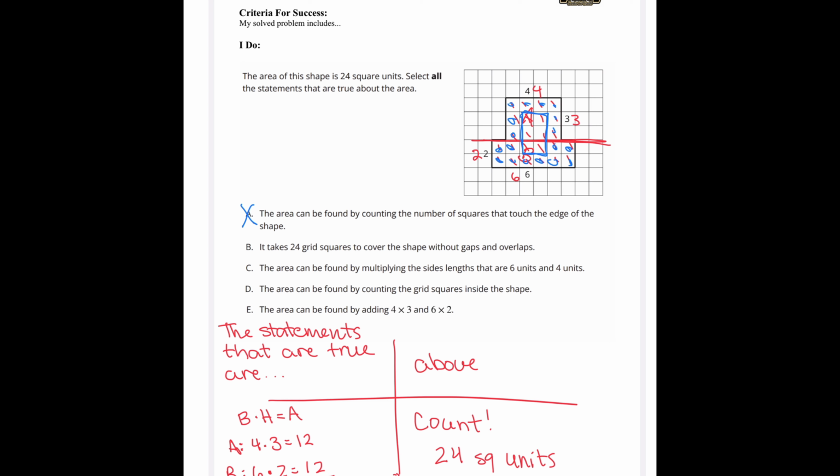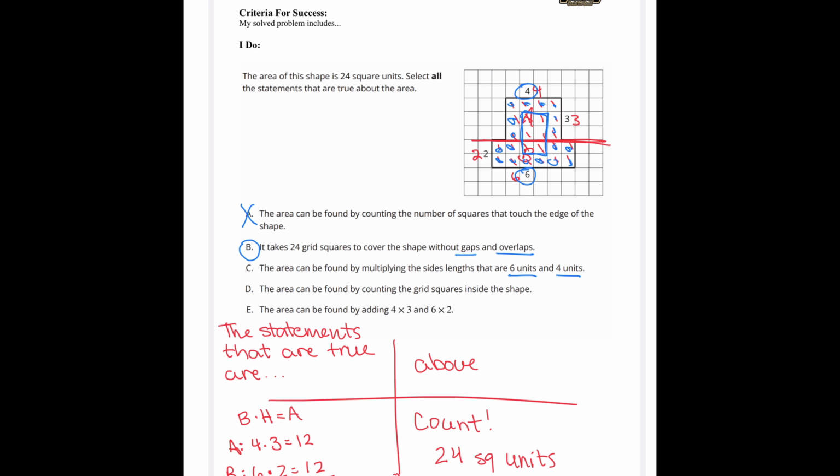It takes 24 grid squares to cover the shape without gaps and overlaps. Make sure to define gaps and overlaps, but this one is true. We can count it up. We can calculate it up either way. The area can be found by multiplying the side lengths of the units that are 6 units and 4 units. Well, that's actually this here and this here. So those are just like opposite sides of the shape. That is not part of how you would calculate it. It does happen to be 24 in this case, but that's kind of like random, if that makes sense. It's not actually how you find it. That won't consistently get you correct answers.